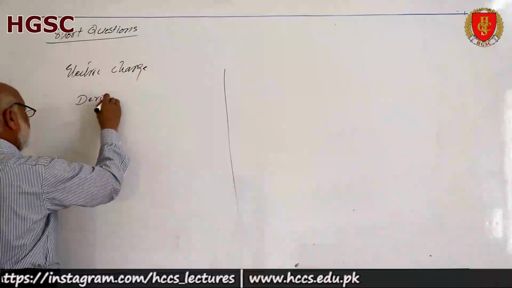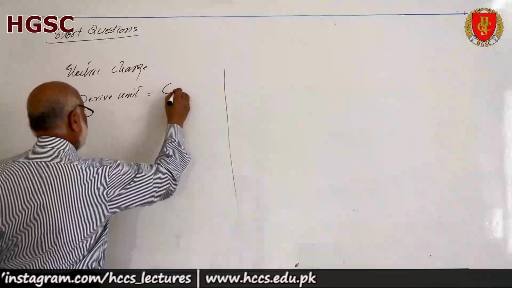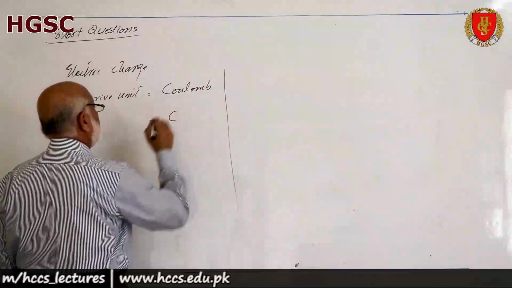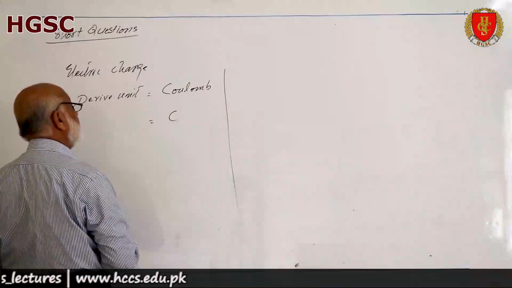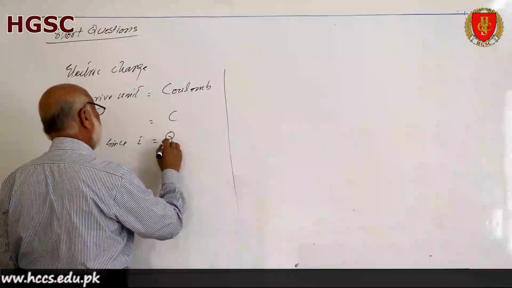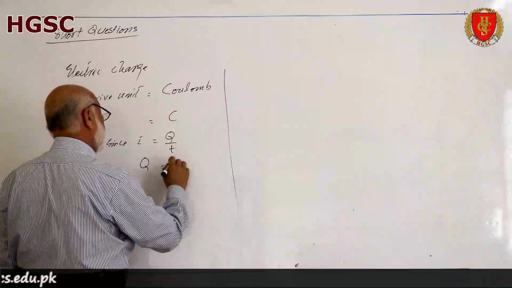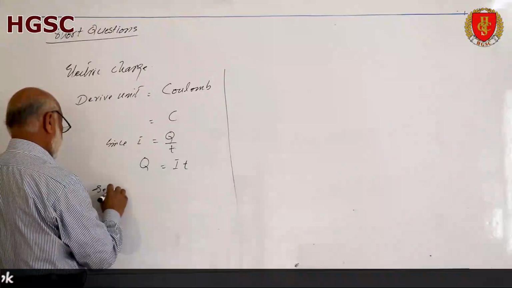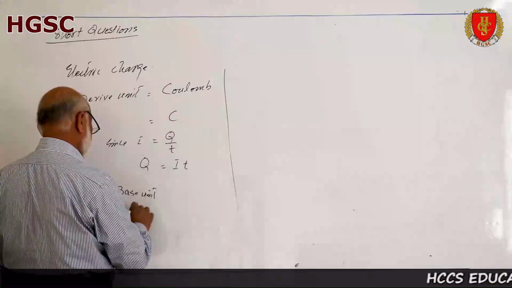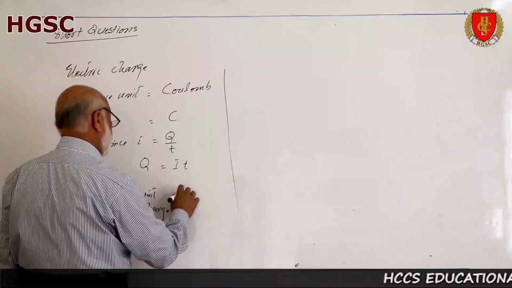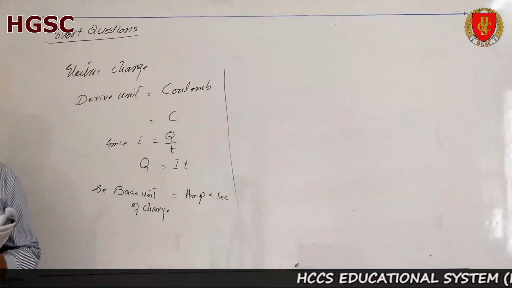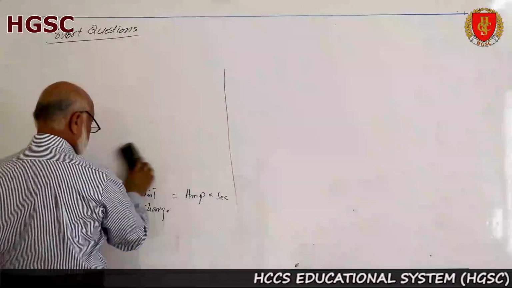Derived unit coulomb, and symbolically that is written as C. Since I is equal to Q by T, Q is equal to IT, so the base unit of charge is ampere into second. So these are the different base units of different quantities.